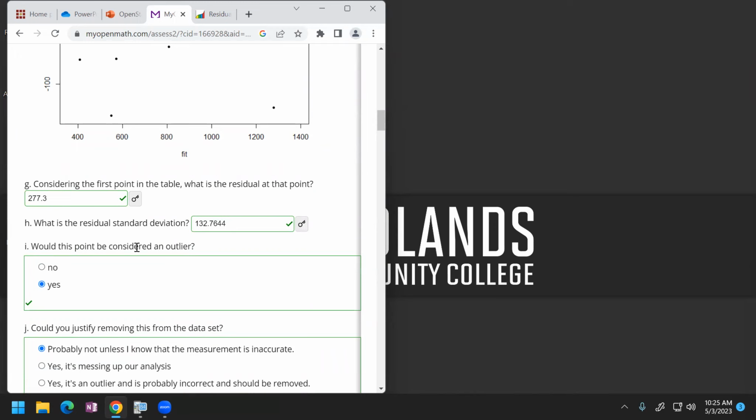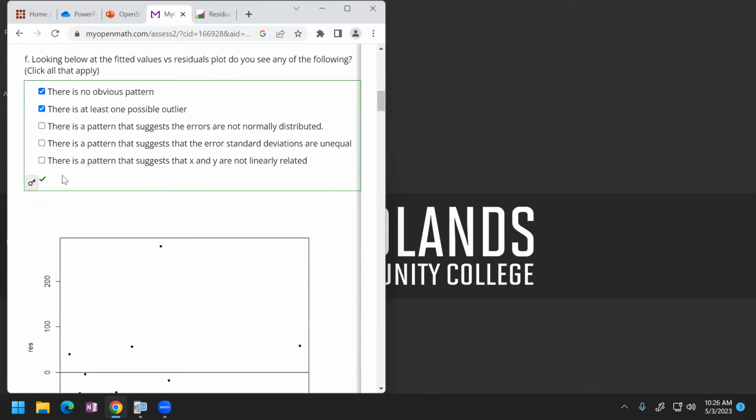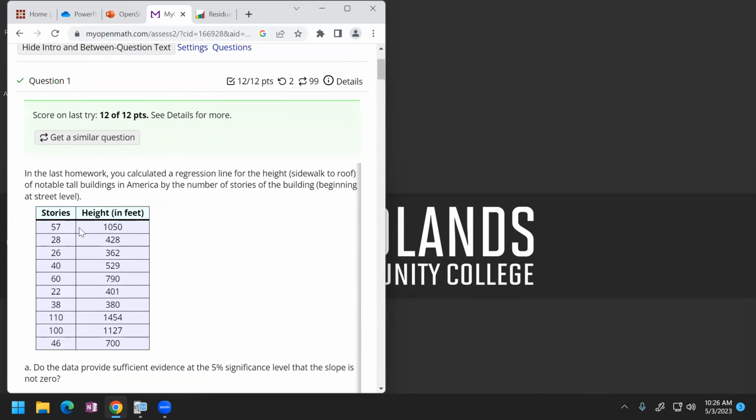Is this an outlier? The answer is yes. Why is it an outlier? Because it's more than 2 standard deviations above 0. What would be 2 standard deviations? 264, and it's 277, so it is an outlier. Did we show from the graph of the regression equation that it is also an outlier? Yes.